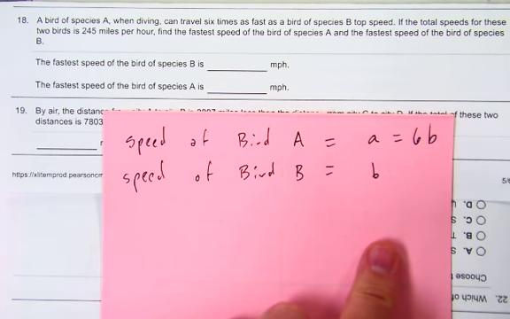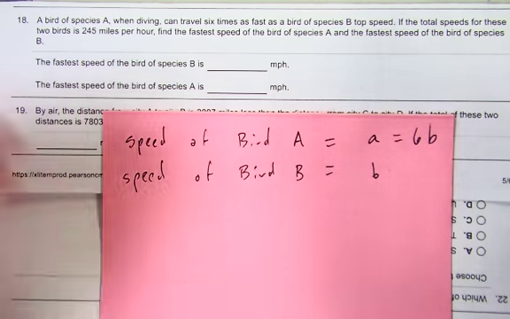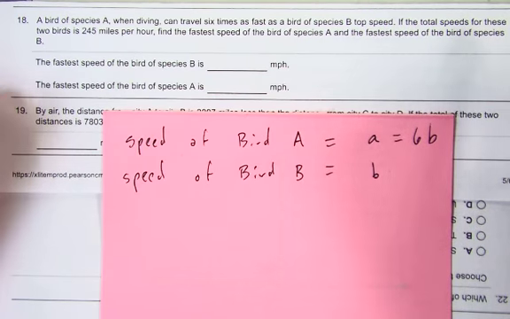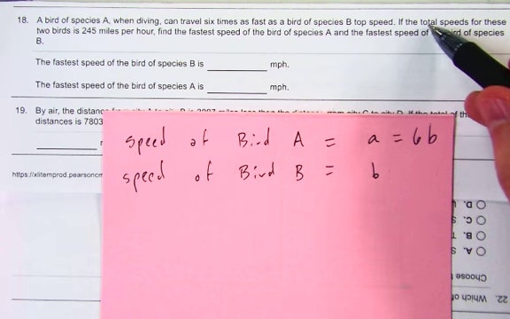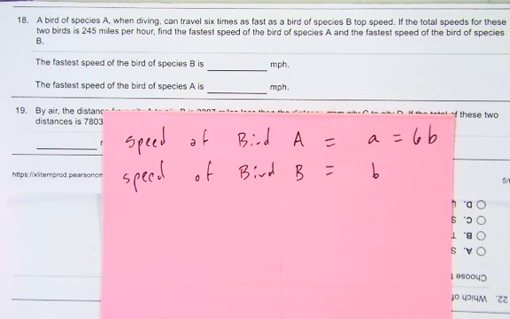So now I've got them both in terms of B, and that's good. We also know that the total speed for these two birds is 245 miles per hour. Well, that total right there is another key word that we're going to need. Total means we're going to add it up. It's just like when you go to the store and you get a receipt, right? That total at the bottom of the receipt is just the sum of all of the prices of the things that you bought, right?